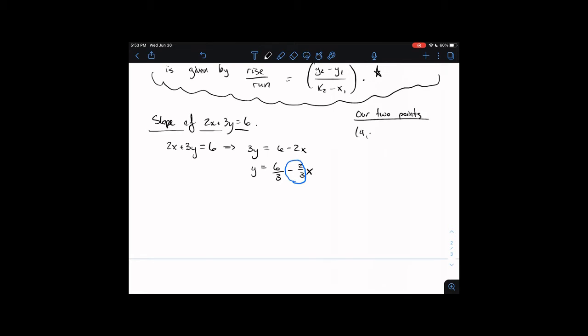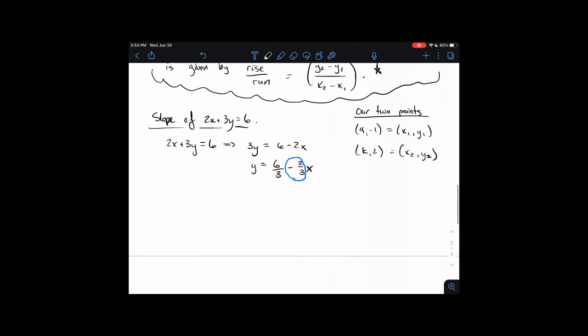Let's do 4, -1. That's going to be our x1, y1. And k, 2 is our x2, y2. Okay, so now we just do that equation that I showed you. So we do y2 minus y1, that's 2 minus -1, over x2 minus x1, which is k minus 4. This is equal to 3 over k minus 4. And now we're going to set that equal to this slope that we just found.